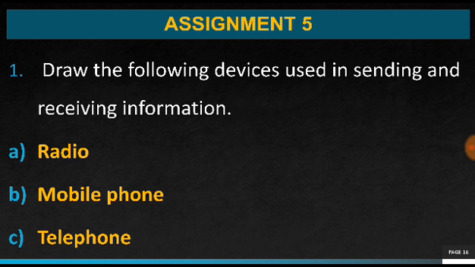The first one, we have radio. So you draw the radio nicely. The second one, we have mobile phone. So you draw the mobile phone too. Then the third one, we have the telephone. So again, you draw the telephone. In all, you are drawing 3 devices that are used to send and receive information, and that is the radio, the telephone, then the mobile phone.